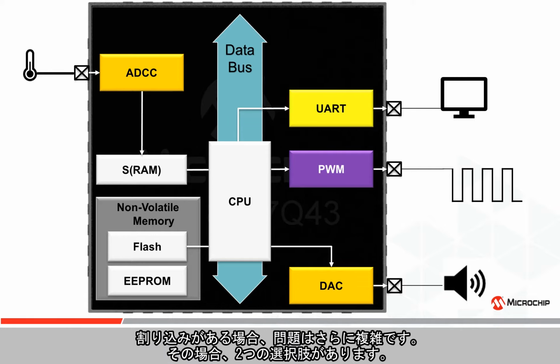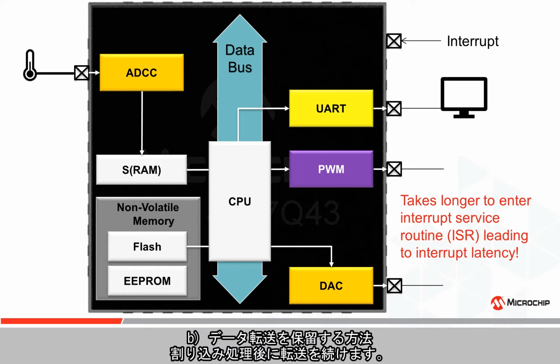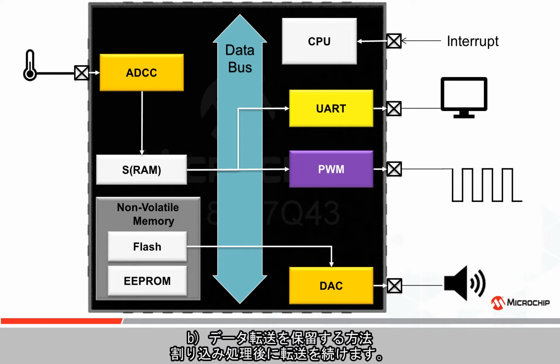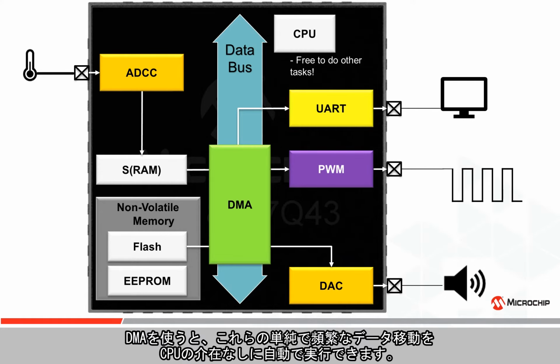Now, this can get even more complicated when dealing with interrupts, because it usually leaves us with two choices. A, complete the data transfer before servicing the interrupt, which leads to interrupt latency, or B, put the data transfer on hold and then proceed to what we were doing before. However, direct memory access lets you automate these simple but common data movements with zero CPU intervention.